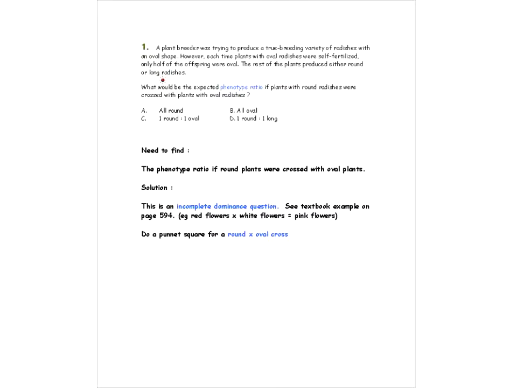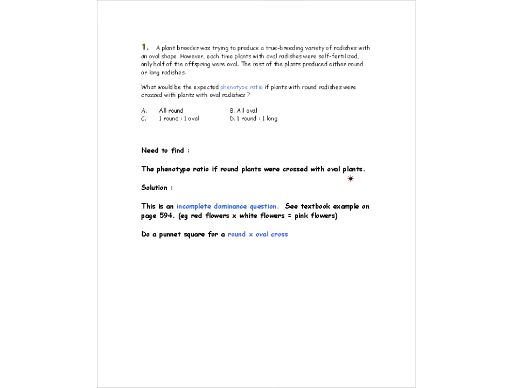So we know that we've got an incomplete dominance pattern going on, and what we need to find is the phenotype ratio if round plants are crossed with oval plants. Remember the difference between phenotype and genotype. Genotype is asking what the genes actually look like, whereas phenotype is always what it actually looks like. Are you talking about a round plant, or a small one? Are you talking about something that's got curved wings? Those are all examples of phenotypes. What are the traits like?